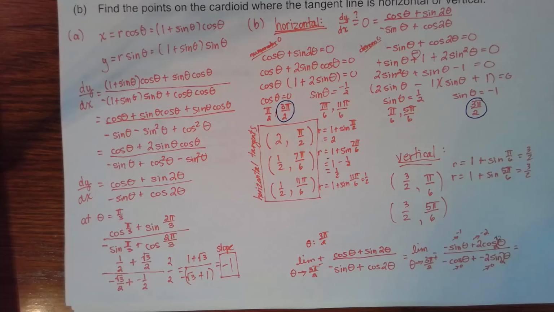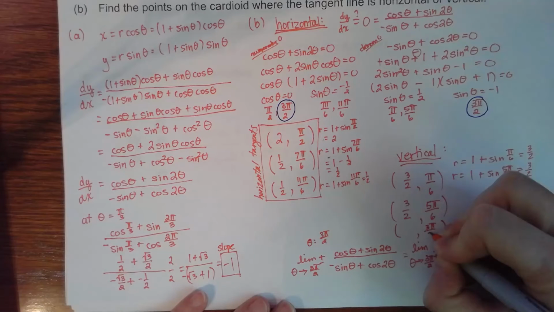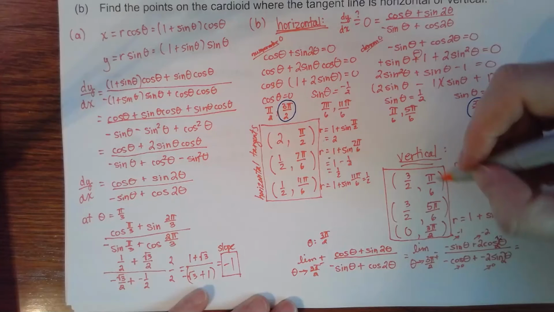And this will indeed be an asymptote, so let's put our 3 pi over 2 in there. Our value of r is 1 plus the sine of 3 pi over 2. The sine of 3 pi over 2 is negative 1, plus 1 is 0. So these should be the points where we have vertical asymptotes.